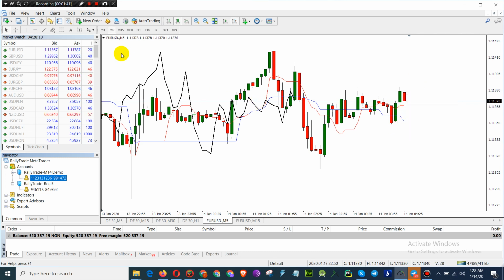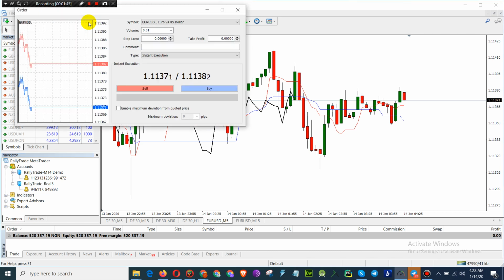So there are two ways of doing it. This is the main way of placing a trade. Just click here. Okay, you can see. So take note of this, your lot size. This is your lot size. If you have been hearing me talking about pips, this is the lot size and the minimum is 0.01. All right, that is the minimum.